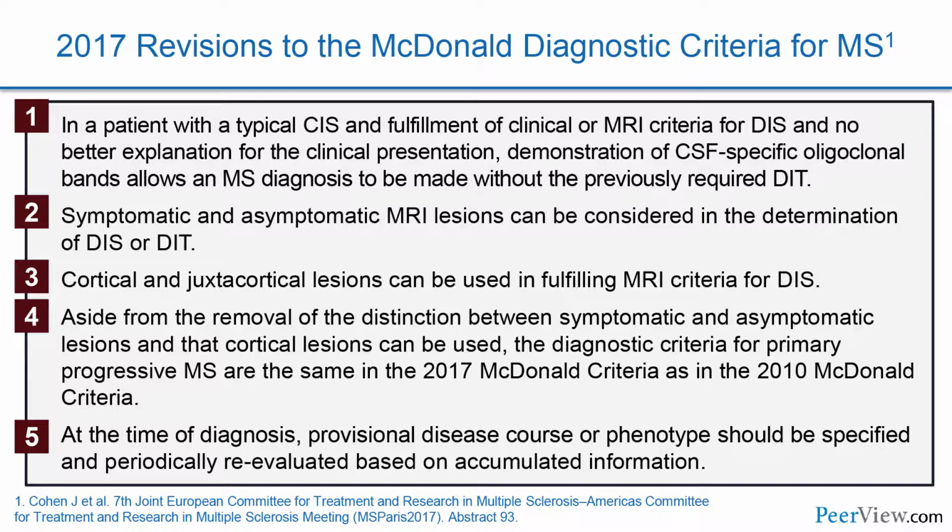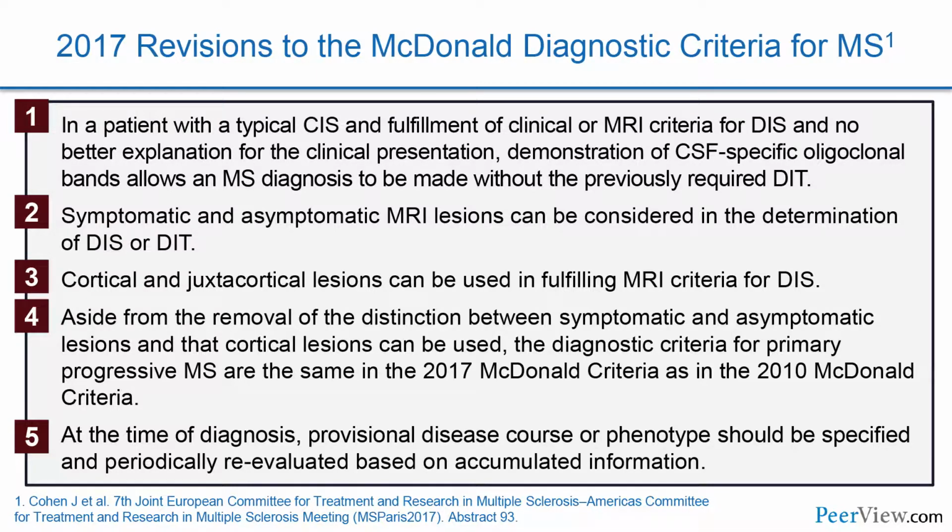Number two, symptomatic and asymptomatic MRI lesions can now both be considered in the determination of dissemination in space or in dissemination in time, as compared to the 2010 revised criteria, which only allowed asymptomatic lesions. Number three, cortical and juxtacortical lesions can now both be used in fulfilling MRI criteria for dissemination in space. In the 2010 McDonald criteria, cortical lesions were not allowed to be used and would not fulfill criteria for dissemination in space. Now they do.